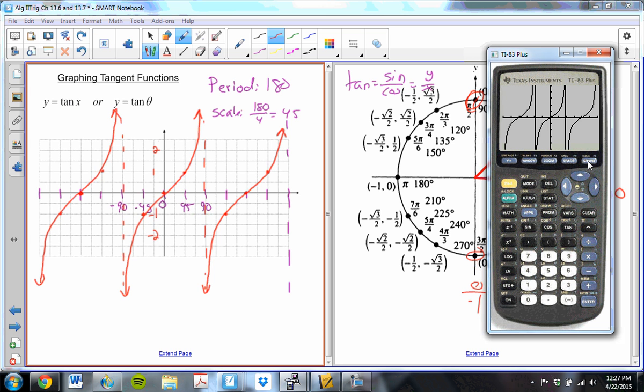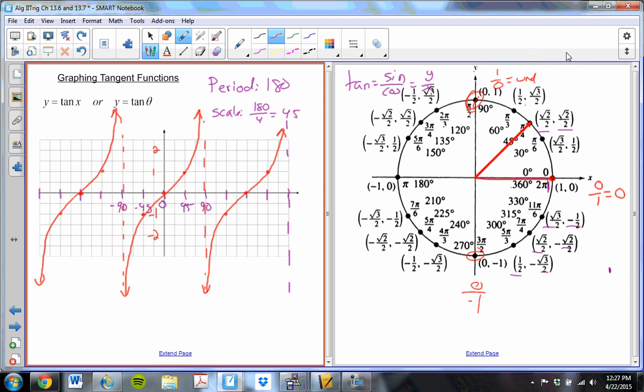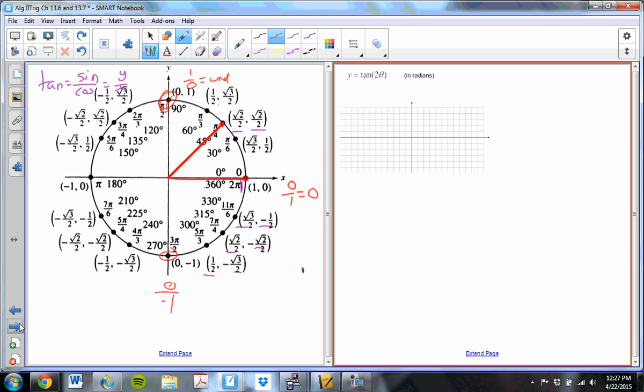The calculator kind of has to draw these asymptotes because it doesn't really know what else to do with that information. So those lines right there aren't actually part of the graph. The calculator is just kind of trying to show you where the vertical asymptotes are. And that's your tangent function. It has a period of 180. It doesn't really have an amplitude because it's not a wave, but we kind of give it an amplitude name.